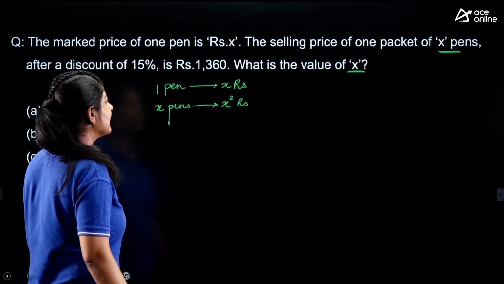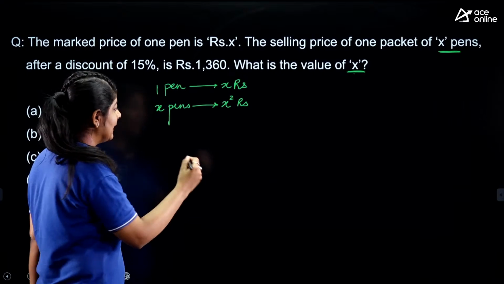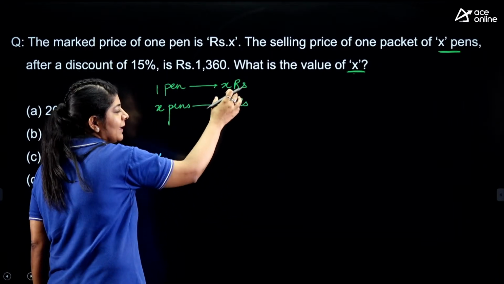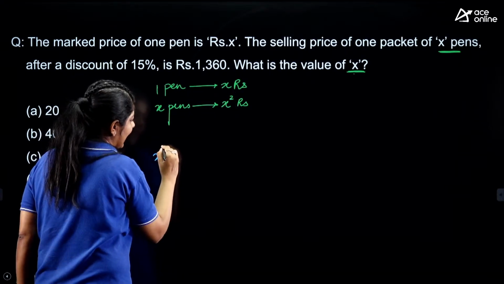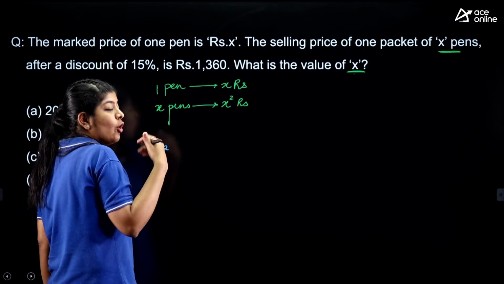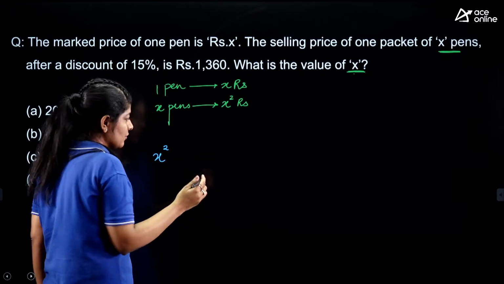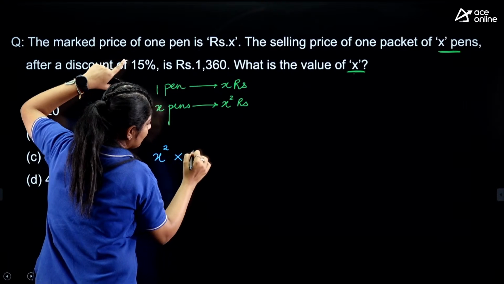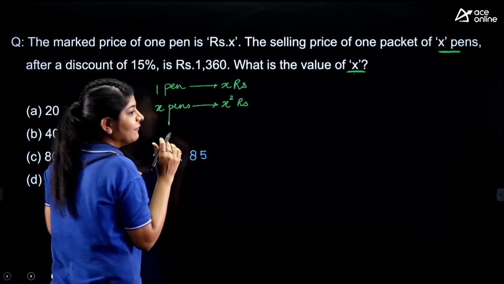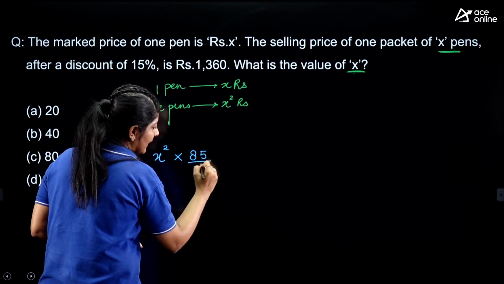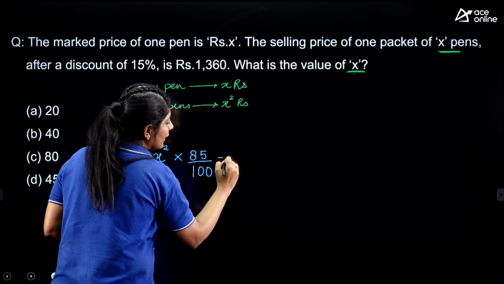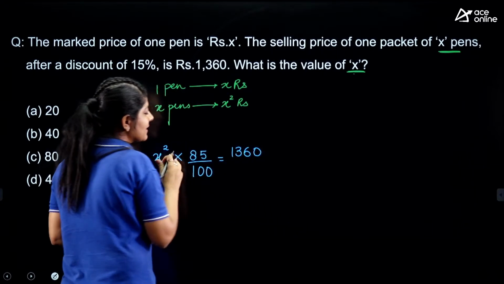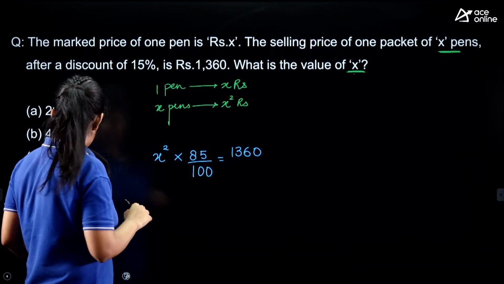Now the question is saying that if a shopkeeper is selling this many pens, the selling price is nothing but X square, the marked price, and we always give the discount on the marked price. So we are giving a discount of 15%. That means we are taking 85% of the total amount, divided by 100, and according to the question, it is equal to this one. So we just simply need to figure out the value of this, right?